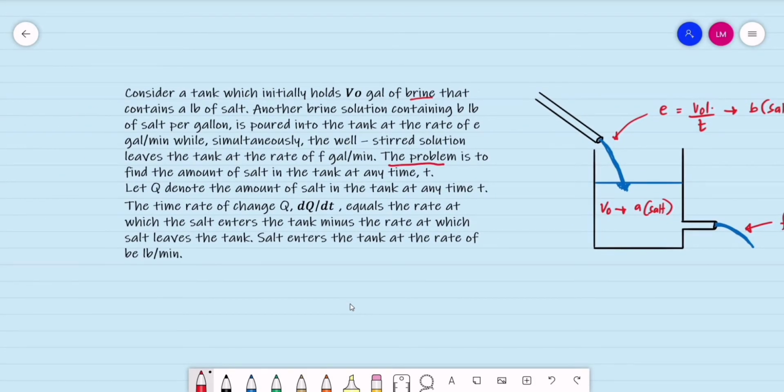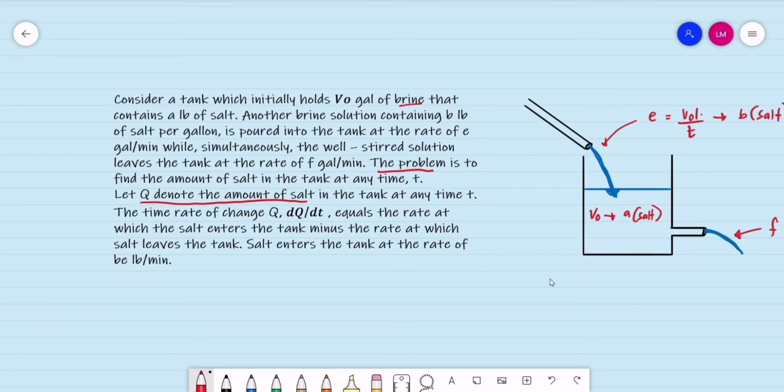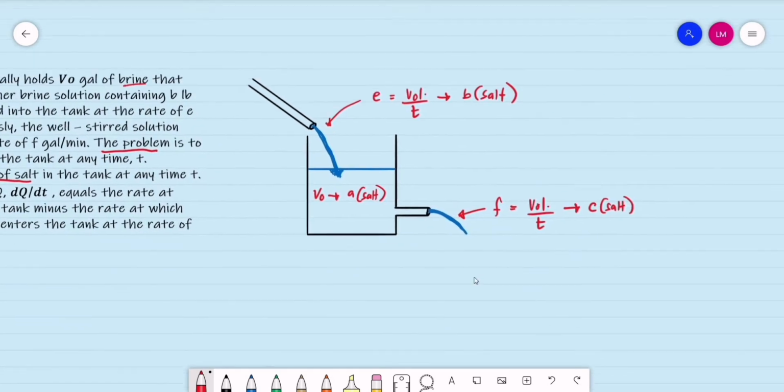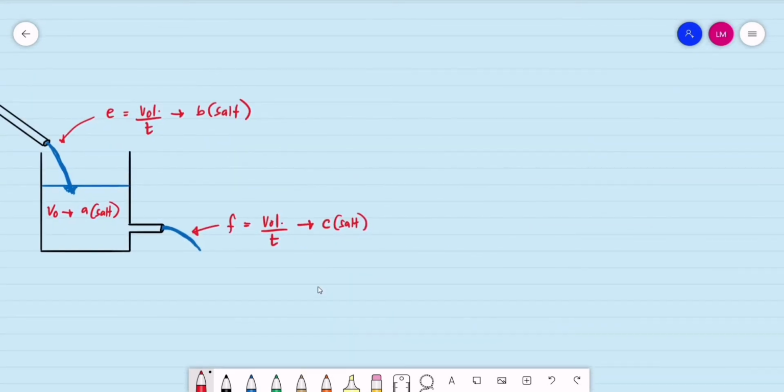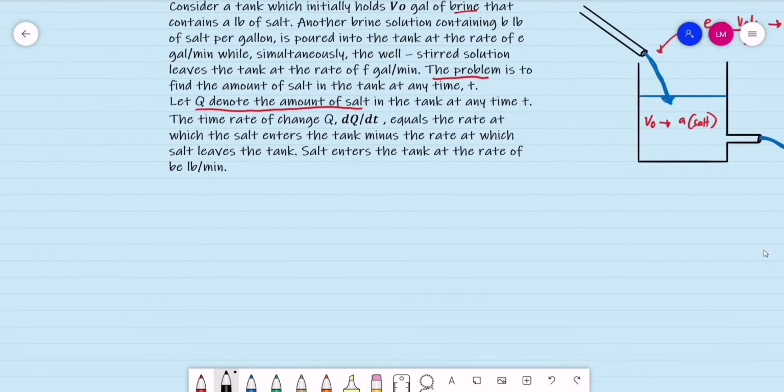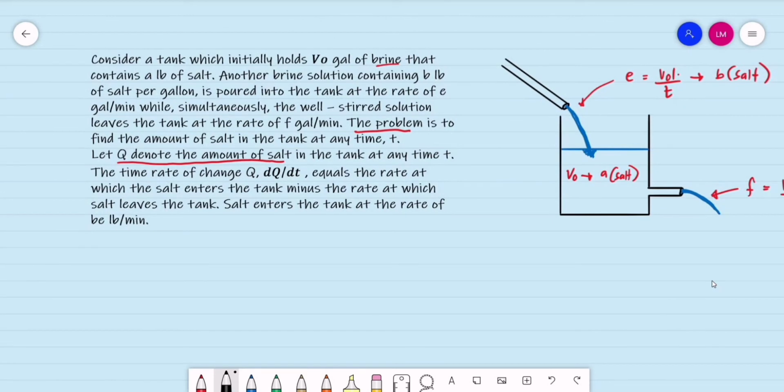The problem is to find the amount of salt in the tank at any time t. Let Q denote the amount of salt. Let Q denote the amount of salt in the tank at any time t.